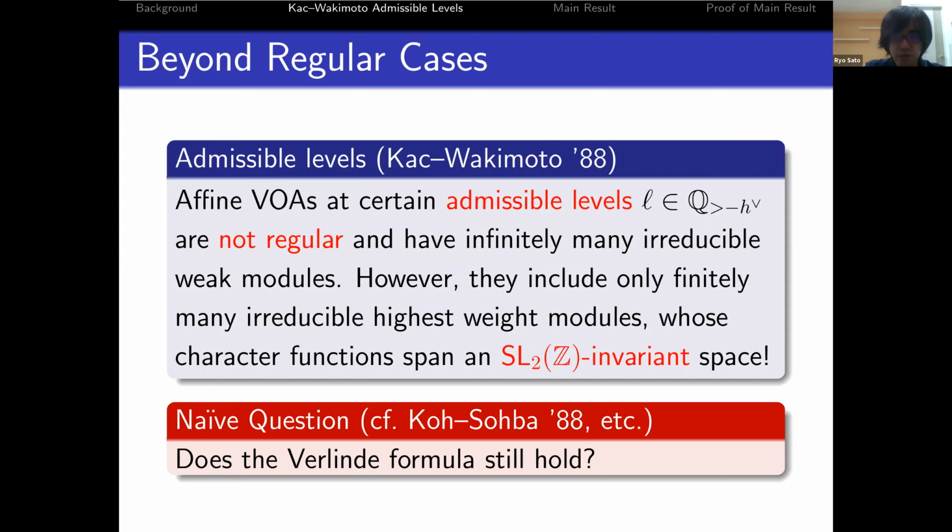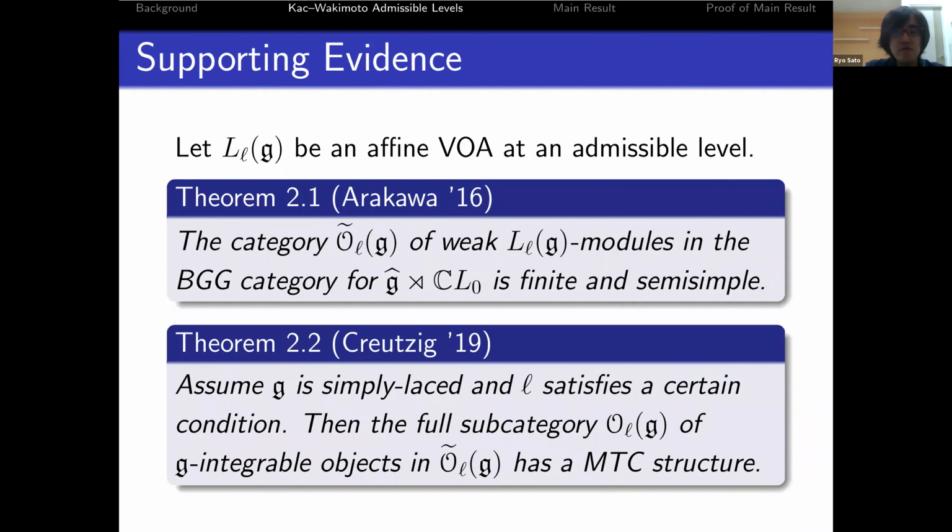So the naive question is, does the Verlinde formula still hold in this case or not? This phenomenon was first found by Kazama-Suzuki, so we call these levels Kazama-Suzuki admissible levels. Okay. So let L be a simple affine VOA at an admissible level. In that case, there is some supporting evidence for the generalization of the Verlinde formula.